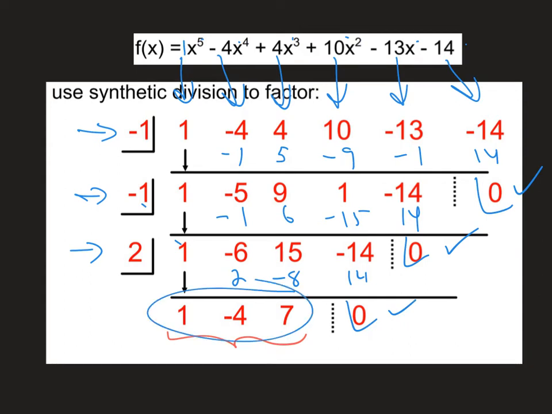And now we know that this is x squared minus 4x plus 7, because we've come down from the x to the 5th, the 4th, the 3rd. So this is our quadratic. So now we have factors of x plus 1, x plus 1, x minus 2.